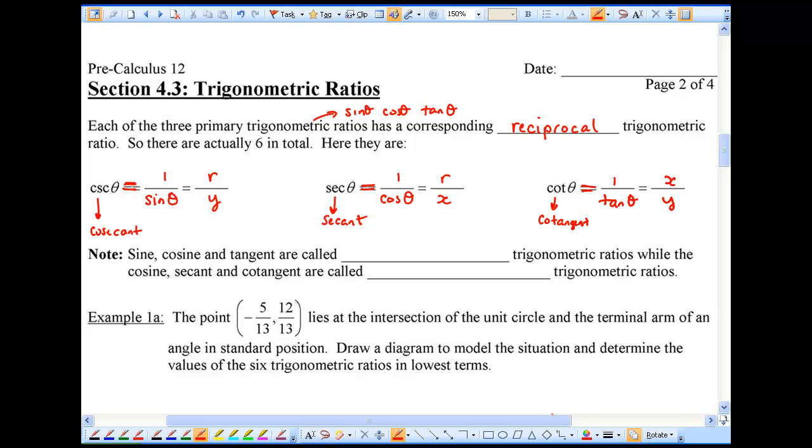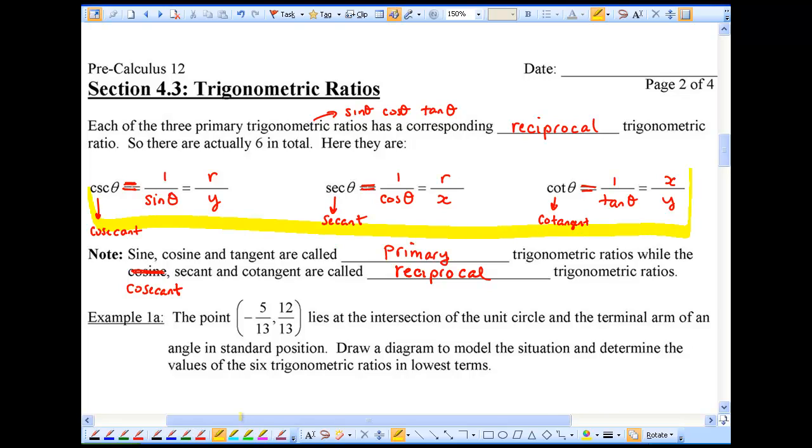Okay? Sine, cosine, and tangent are called, once again, the primary trig ratios, where secant... I made a mistake here. Sorry. This should be not cosine, but cosecant. Change that, please. Cosecant, secant, and cotangent are called the reciprocal trig ratios. Okay? So know these definitions, box this. This is something important. Please memorize.